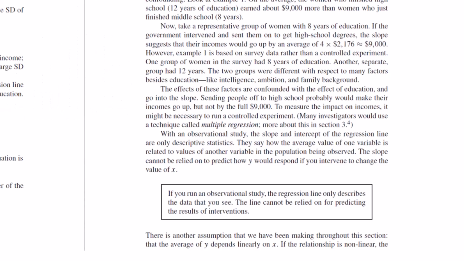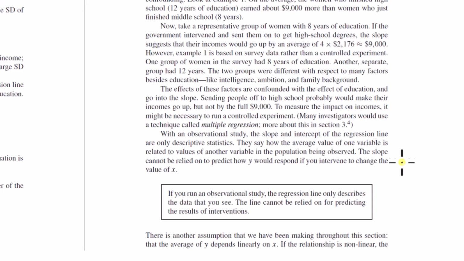With an observational study, the slope and intercept of the regression line are only descriptive statistics. They say how the average value of one variable is related to values of another variable in the population being observed. The slope cannot be relied on to predict how Y will respond if you intervene to change the value of X.